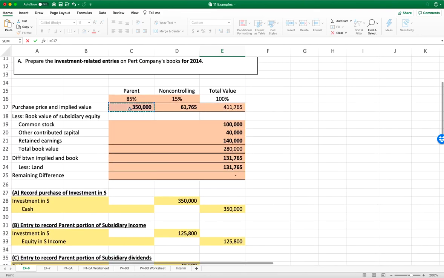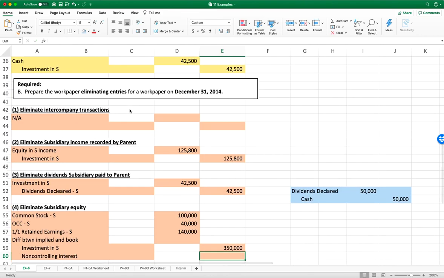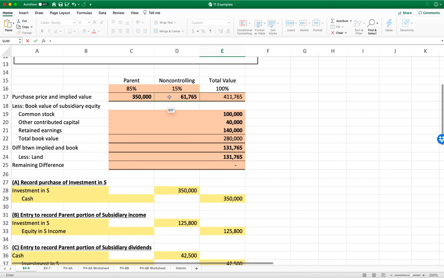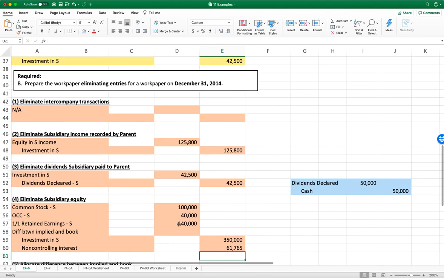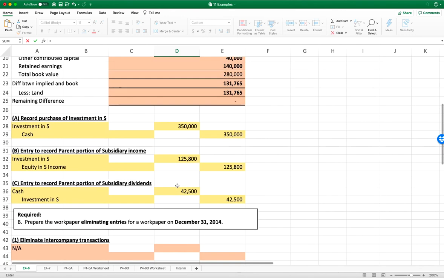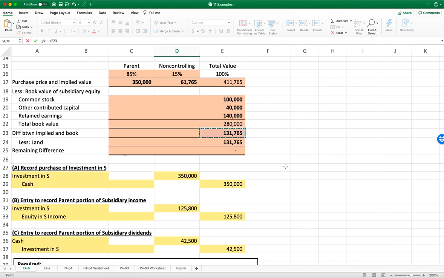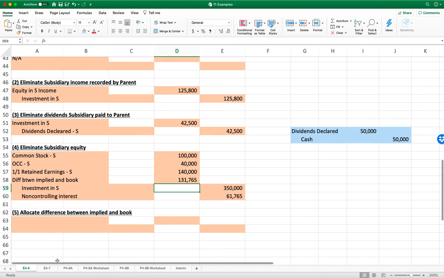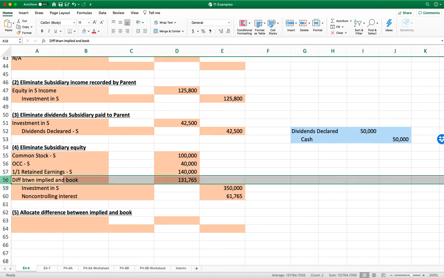So our investment in S is also still $350,000. Well, if all of those numbers are the same, then our non-controlling interest must also match the date of acquisition. And also our difference between implied and book is always $131,765 because that is calculated on the date of acquisition and it doesn't change. Okay, so then the only thing that's left to do is to allocate our difference between implied and book.